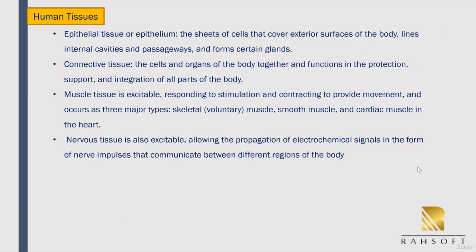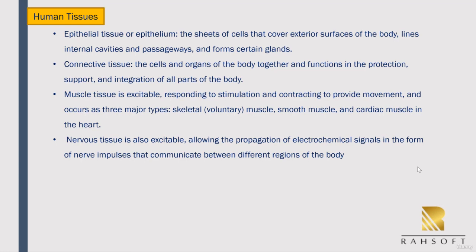The epithelial tissue, or the epithelium, are sheets of cells that cover the exterior surfaces of the body, such as your skin. And it can also line internal cavities and passageways and help form certain glands. The connective tissue are the cells and organs of the body that together function in terms of protection, support, and integration of all the different parts of the body, hence connective being the description for this type of tissue.